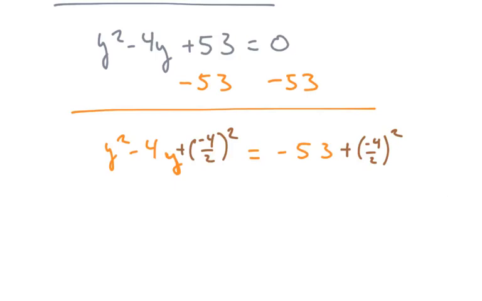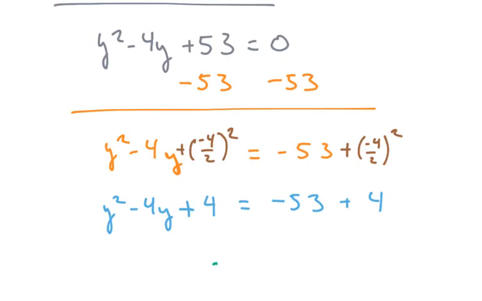Okay, so what does that give me? That gives me y squared minus 4y plus, now remember, when you square something it becomes positive no matter what, so I can leave this plus and I'm okay. Negative 4 divided by 2 is negative 2, and negative 2 squared is 4. On this side it's going to be the same thing, so it's going to be 4. So now I'm going to clean it up.